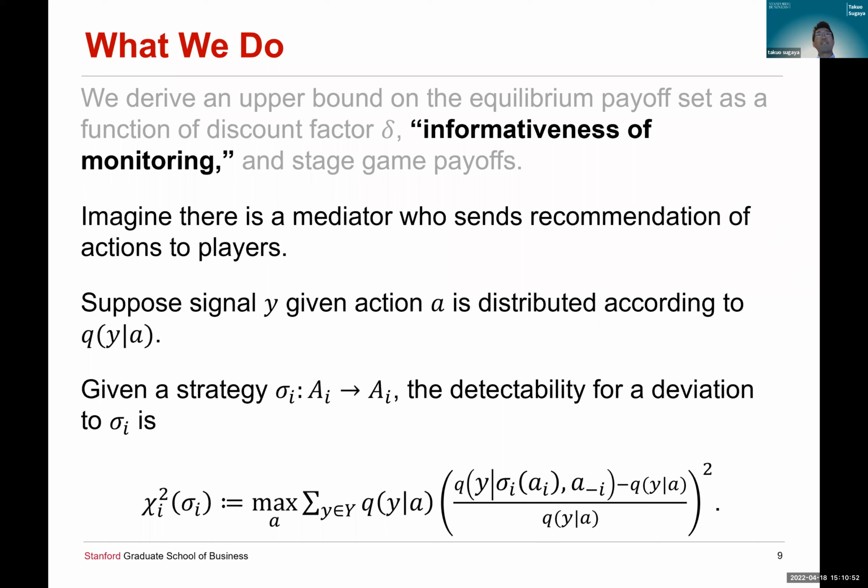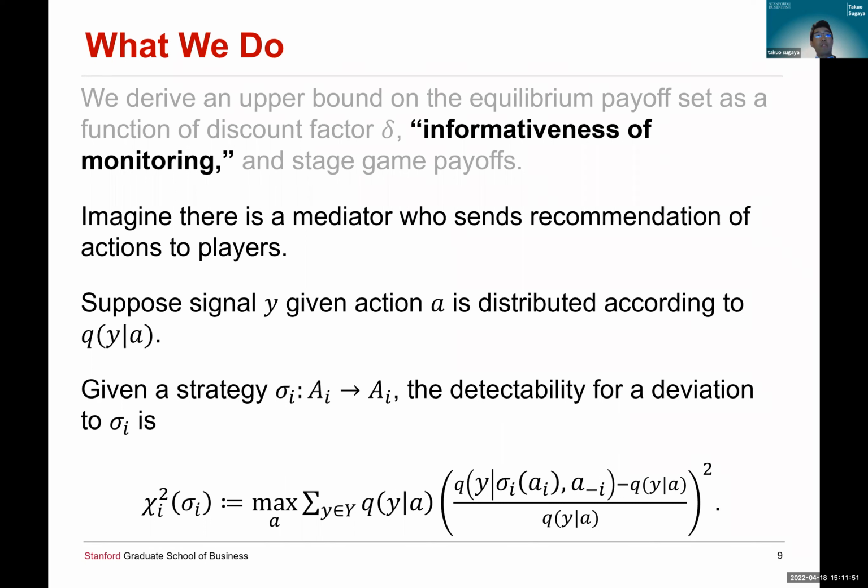So, okay, supposing that here's a definition of the informativeness of the monitoring. Supposing that there's a mediator, or a mechanism designer if you wish, who sends a recommendation of actions to players. So they kind of play a correlated equilibrium. The mediator sends an individual recommendation of actions to players, and you only know your own recommendation, and you take actions. That determines the action profile A. Once A is realized, that determines the signal profile Y. This signal profile Y is distributed according to some distribution Q of Y given A. And we consider a private monitoring environment. So this Y is a signal profile, a vector that stacks what player one observes, what player two observes, what player three observes, etc. A is also a vector which stacks everybody's action.